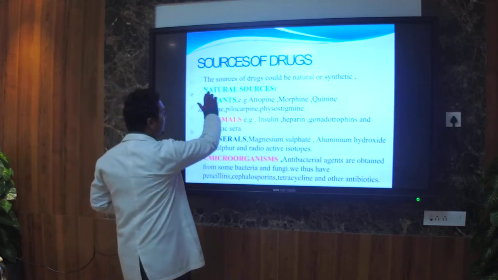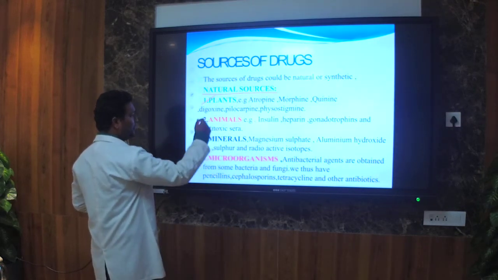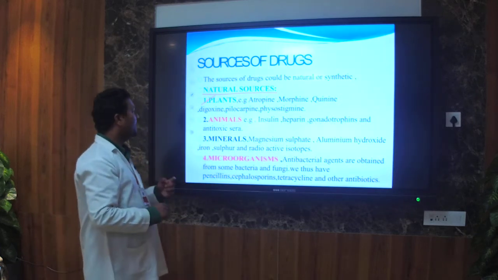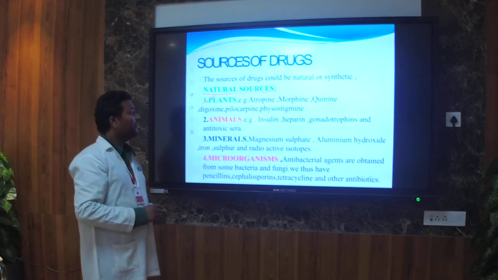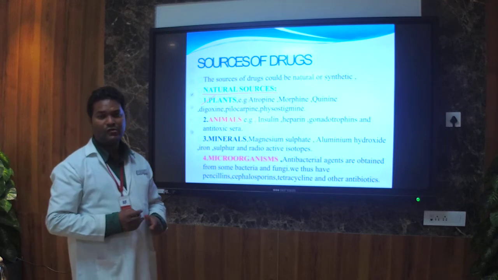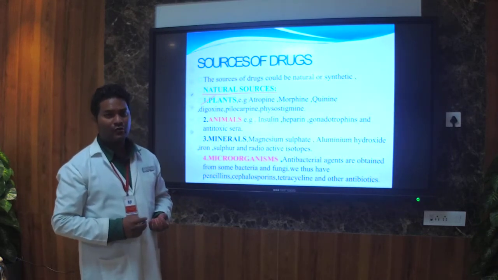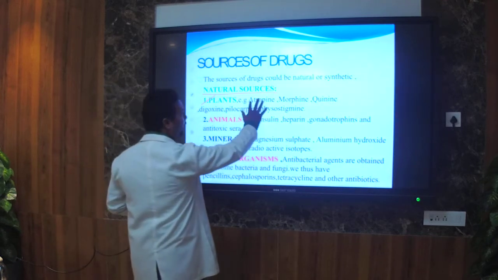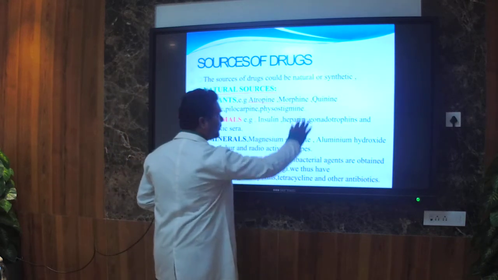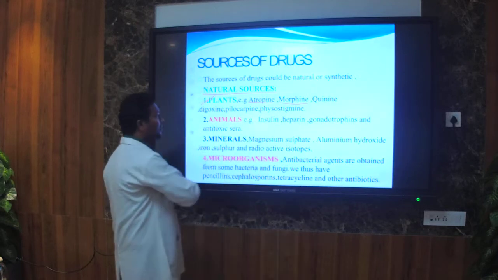So the first one is the natural source. We have the plants. Examples are atropine, morphine, quinine, digoxin, then we have hyoscine, and then physostigmine. These are all medicines or drugs which are derived from plants as the source. You might have seen atropine, which is used to increase the heart rate. Morphine is used for the treatment of pain. Then we have quinine. So these are all the plant sources.